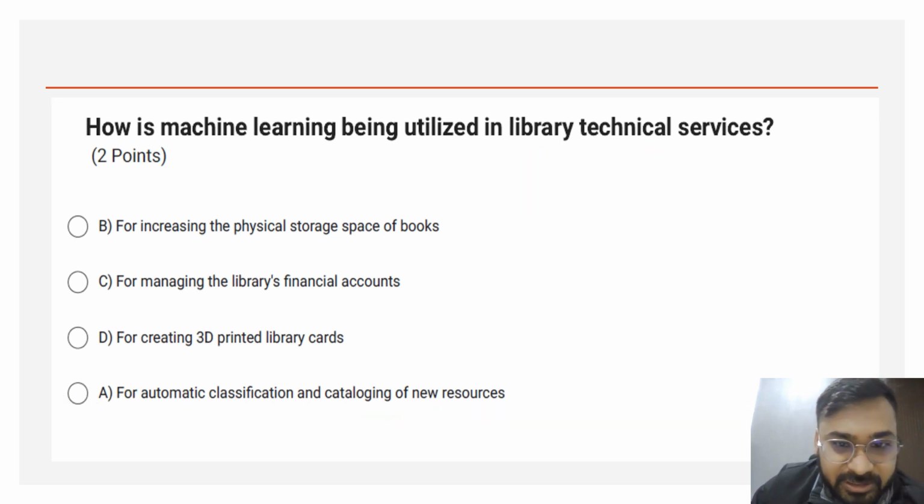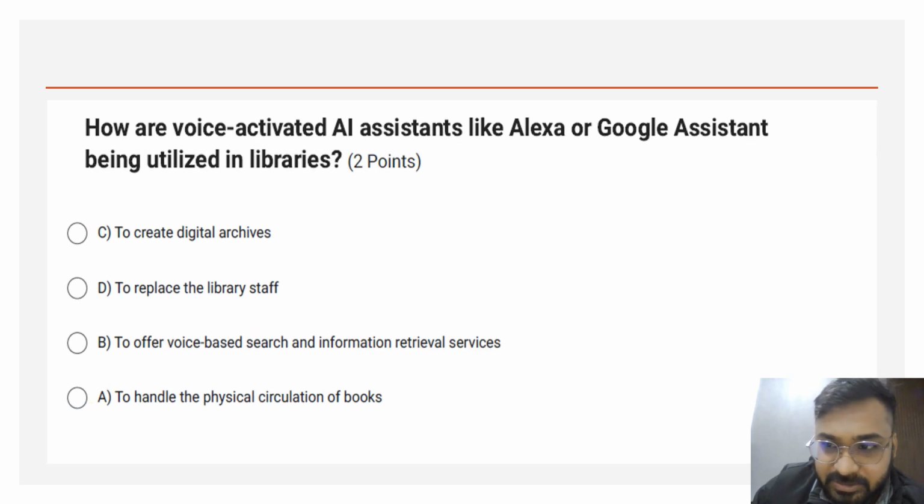How is machine learning being utilized in library technical services, which has already been discussed in the previous slide. But how are voice activated AI assistants like Alexa, Google Assistant being utilized in library? To create digital archives, to replace library staff, to offer voice search information retrieval, to handle the physical circulation. AI assistant Alexa, that is to offer voice-based search and information retrieval service.